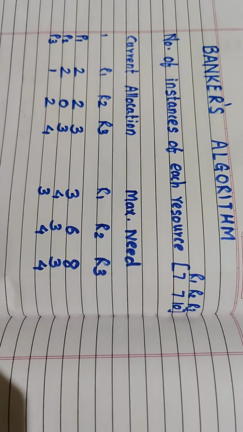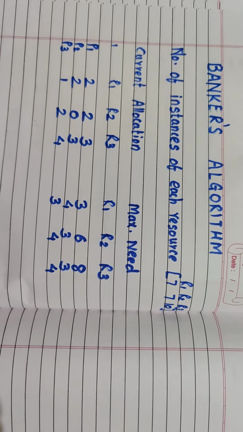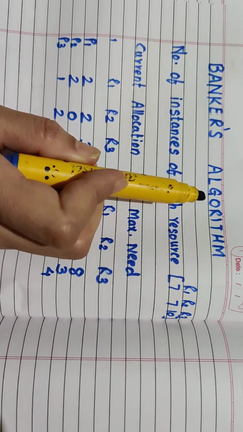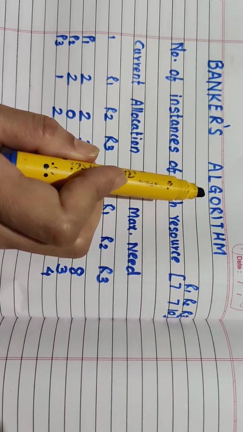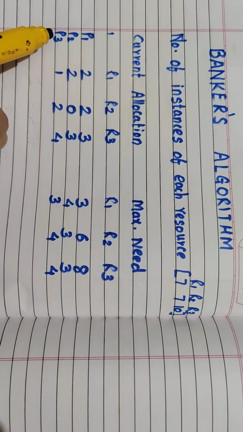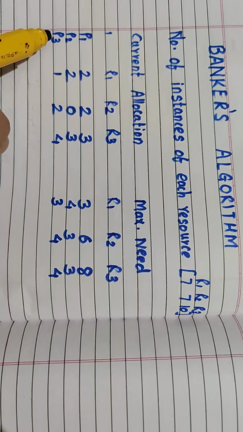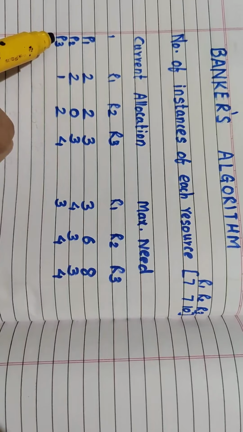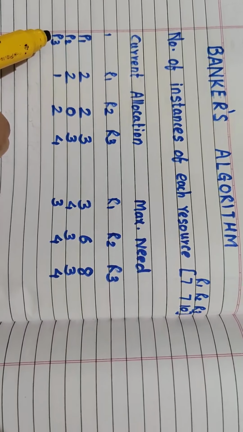So today we will see Banker's algorithm. Banker's algorithm is used for deadlock avoidance. Here we need to check that each of these processes which are requesting for execution should go into a safe state. There should not be a deadlock wherein no process can execute.